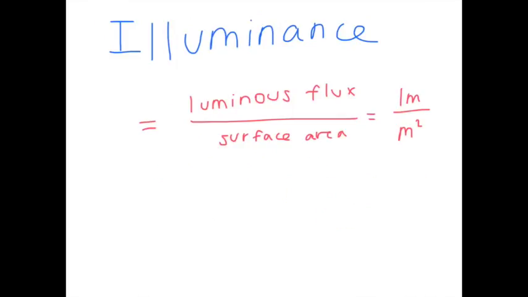Once we've looked at intensity, we can also use illuminance to look at how a light is working and how brightly it's shining. Illuminance is defined as luminous flux divided by surface area, or lumens per meter squared. Those would be the units.